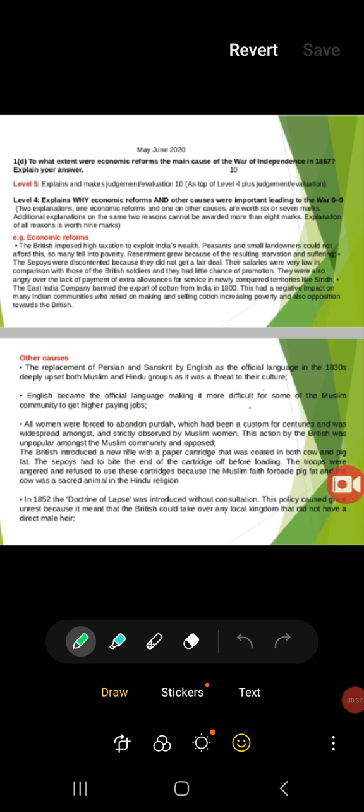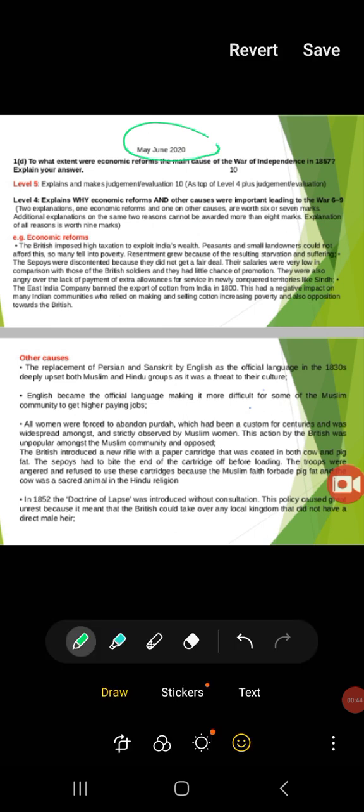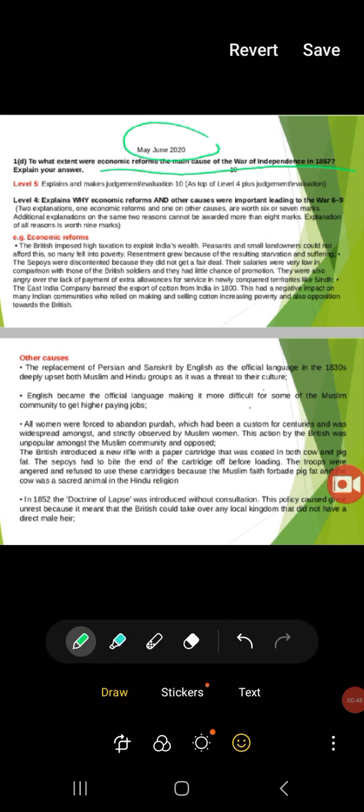In this, the question is given on the top. This is from section A, D part, 10 mark question. To what extent, and you can see this is May-June 2020 paper. The question is, to what extent were economic reforms the main cause of the War of Independence of 1857? The 10 marks question. Explain your answer.